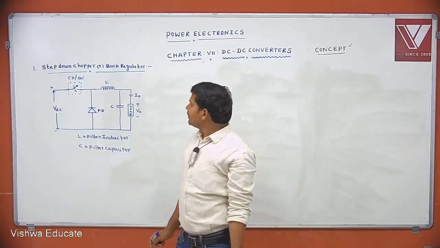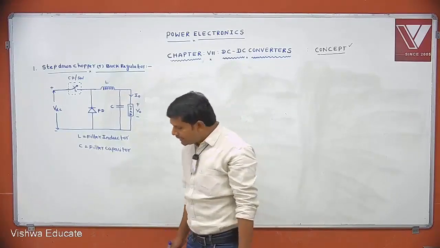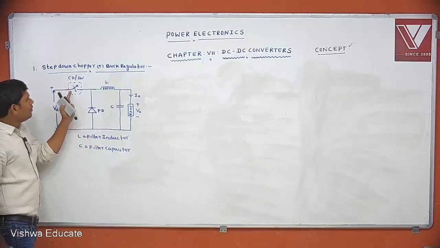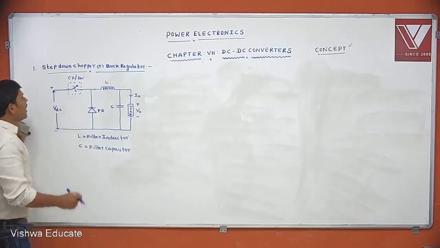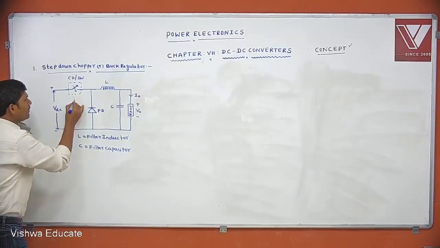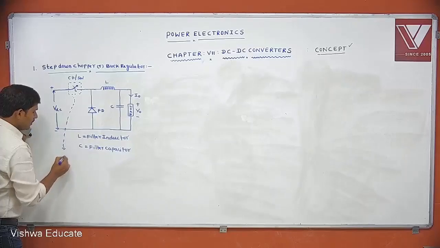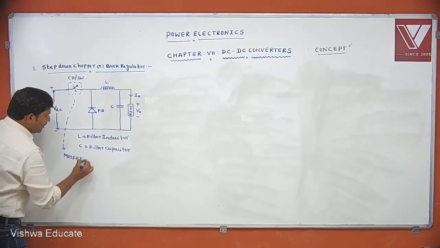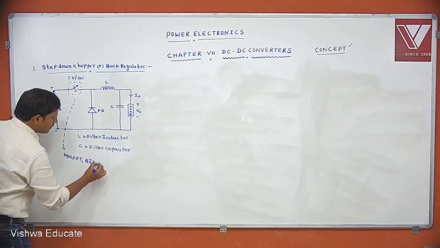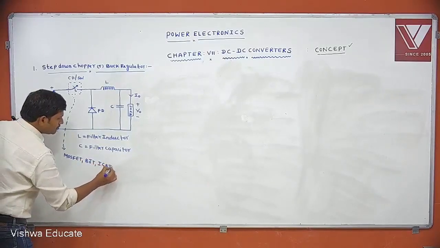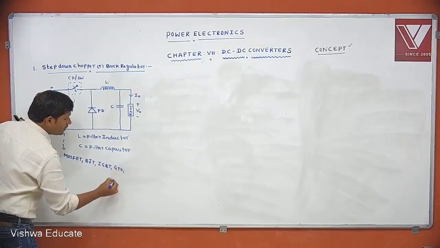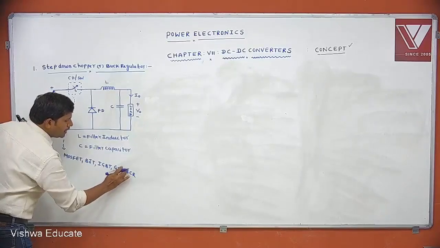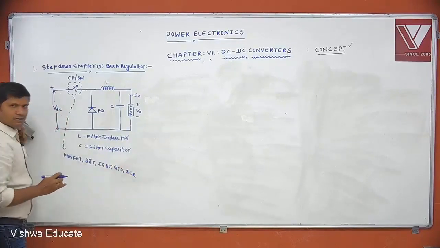Before starting the operation of this circuit, first you will see here, chopper is nothing but chopper or switch. Chopper or switch is nothing but any power semiconductor device used as a switch. Either MOSFET is used as a switch, BJT is used as a switch, IGBT is used as a switch, GTO is used as a switch, SCR is used as a switch. Any power semiconductor device is used as a switch.